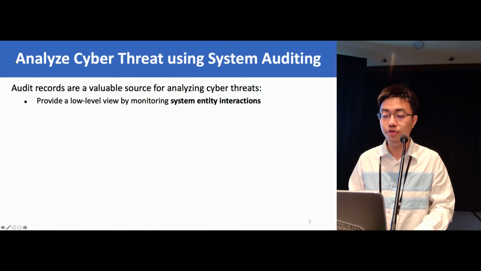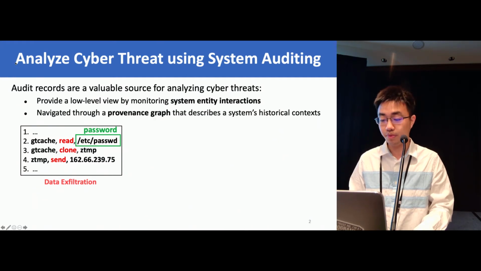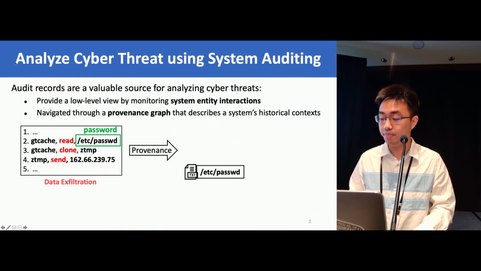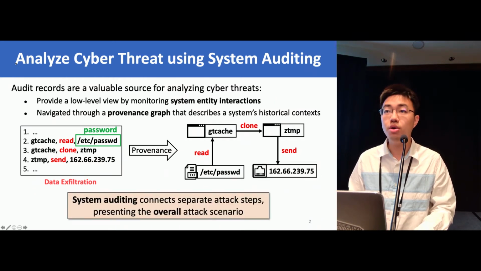They can provide a low-level view into a system by monitoring system entity interactions. For example, when an attacker exfiltrates sensitive data, the password file, his activities will be recorded as system calls in the audit records. To facilitate attack detection and investigation, audit records are usually navigated through a provenance graph that describes the system's historical contexts. Here, by following the data provenance, we can find that the password file is leaked to a remote server through malicious executables. In general, system auditing connects separate attack steps, presenting the overall attack scenarios for security analysts.